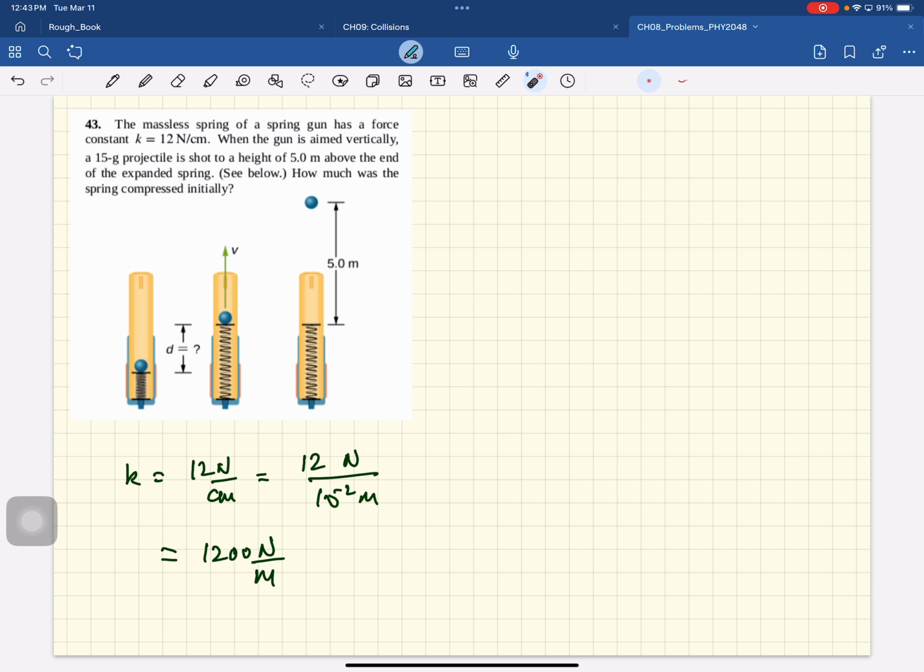They say when the gun is aimed vertically, a 15-gram projectile is shot to a height of 5 meters. So you compress the spring and then shoot it, and it goes up 5 meters above the uncompressed height, above the end of the expanded spring. How much was the spring compressed initially? They want you to find D. So we'll say E final.